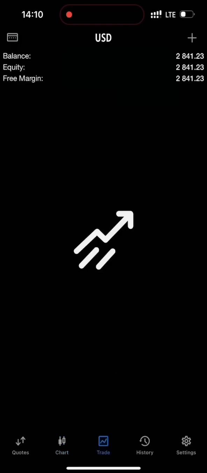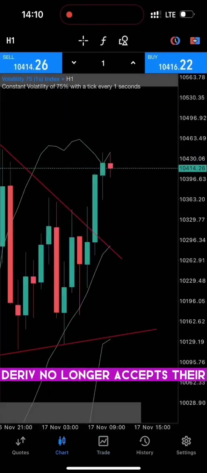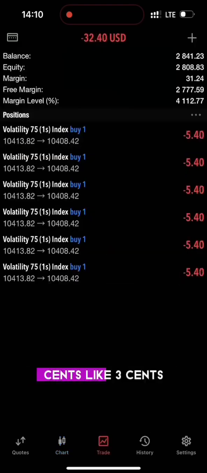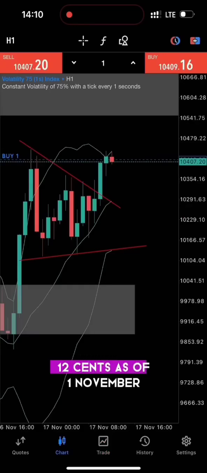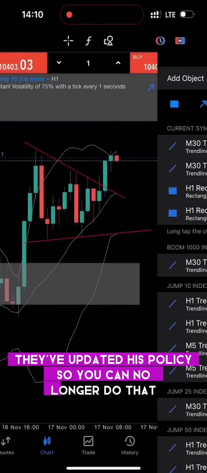Okay, so for those who are asking why Deriv no longer accepts their orders using cents, like 3 cents, 12 cents, as of 1 November, Deriv updated its policy, so you can no longer do that.